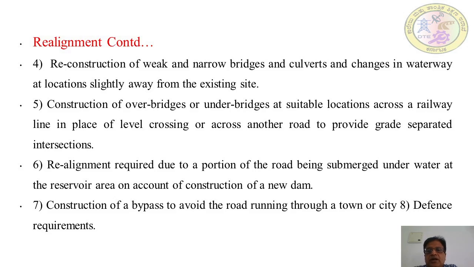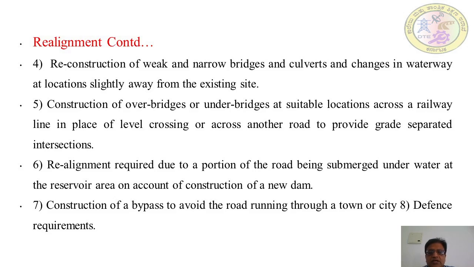Construction of overbridges or underbridges at suitable locations across a railway line in place of a level crossing, or across another road, to provide a grade separated intersection. In many places in India, the roadway joins with a railway, so there will always be a problem. Whenever the train goes, you need to stop the vehicle on the highway for about 10 or 15 minutes. And it does not happen only one time. There could be 20 or 30 trains running on that line, so you need to stop the traffic on the highway 20 to 30 times in a day. So it's a disadvantage, and it's not recommended, right?